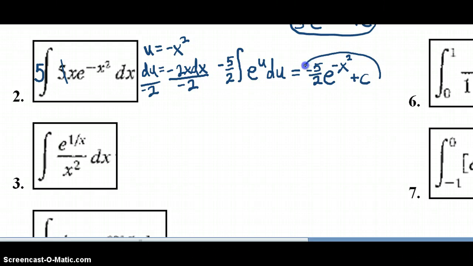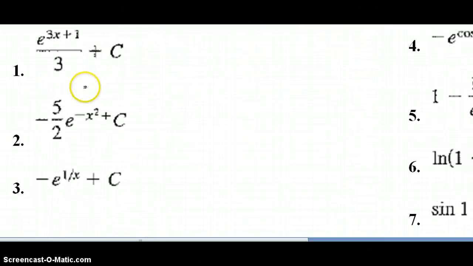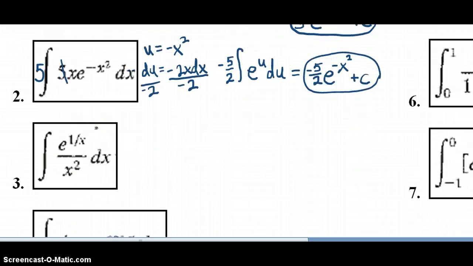And I could check this one by taking the derivative of it, and I would get back to what I started with back here. So if we take a look back down here at the scanned in answers, negative 5 halves e to the negative x squared power plus c, they have the answer written just like I have it up here.